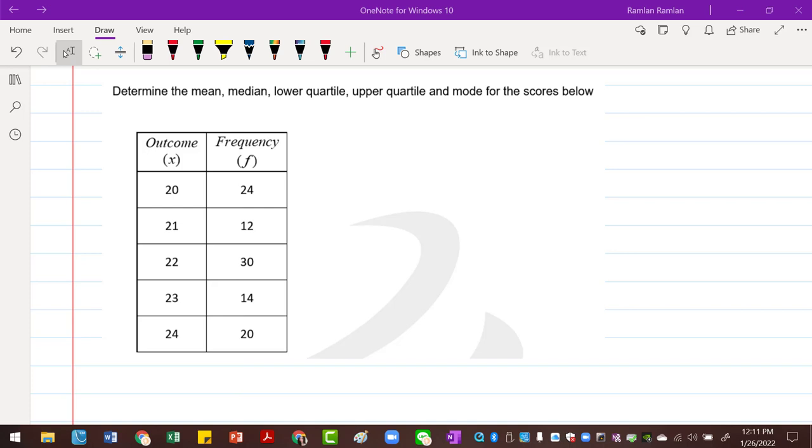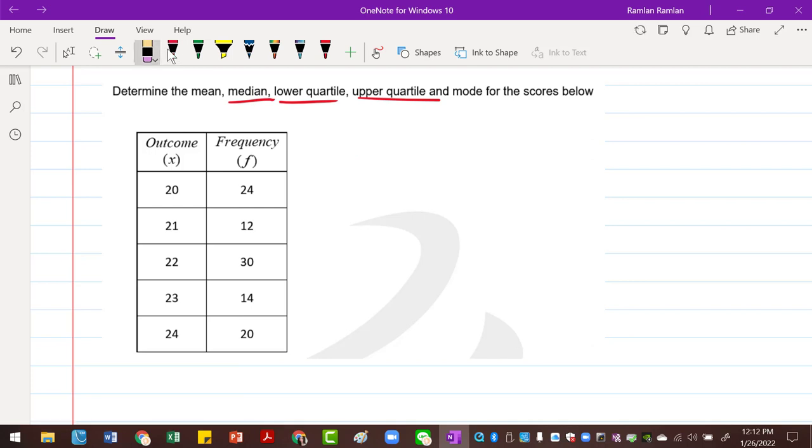Okay, so for this video, I'm going to focus on explaining how to find the median, lower, and upper quartile. When we want to find the median, lower quartile, and upper quartile, if we have a frequency distribution table like this, normally if we want to find the mean, we will have F times X, right? But it doesn't ask anything about the mean, so you don't have to make this table.